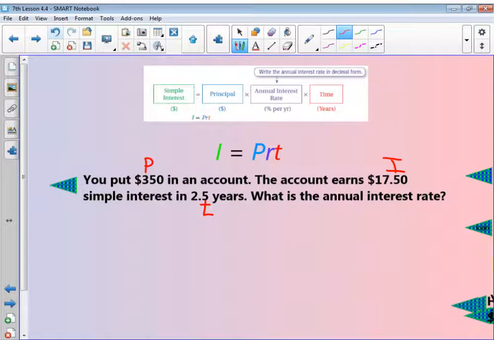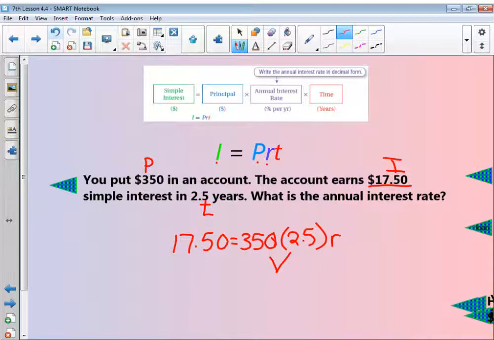Okay, so we'll plug everything in. Our I was $17.50. Our P was $350. Our R we don't have, so I'm going to leave that for now. Our T was 2.5. So we'll put the R at the end. Okay, so we're going to go ahead and straighten this out. So 350 times 2.5 gives me 875 here. And then I still have an R there, and then 17.50.